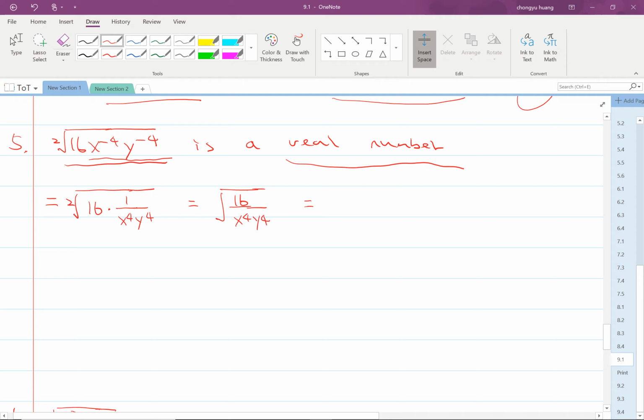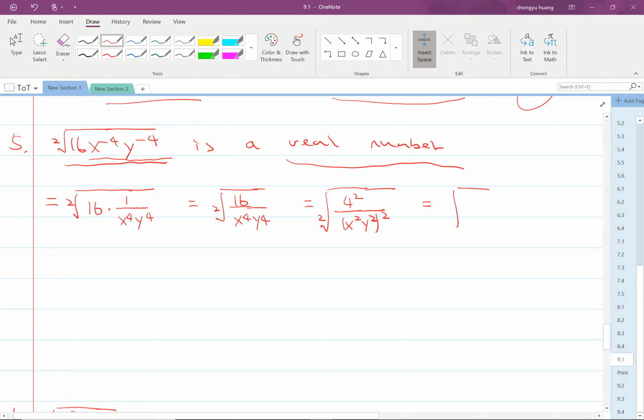Basically over here, 16 is equal to 4 to the power 2, right? And then x to the power 2, y to the power 2, all to the power 2, right? So what you basically want to do over here is make everything have power 2. That's how you cancel the square root, right? If you have something to the power 2, then you can cancel the square root.